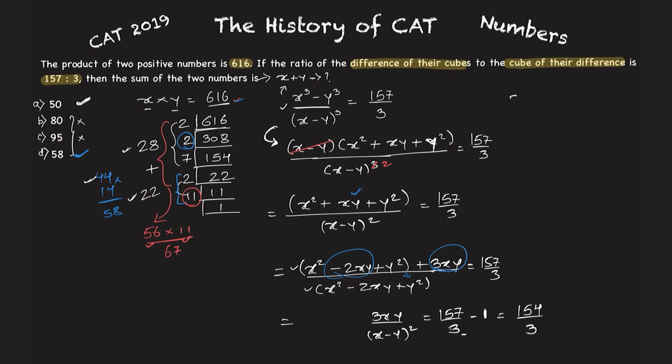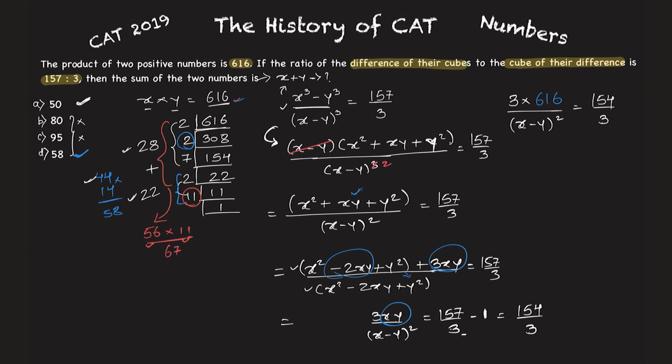Let's write this here now. 3 into xy. What is x into y? We know that it's equal to 616. So 3 into 616, divided by x minus y the whole square, is equal to 154 upon 3. Okay, so that's what I get here. Now what will you do? Now just multiply 154 divided by 9. Let's see if I get something out of this. 154 divided by 9, you get no. Let's just cut this then.